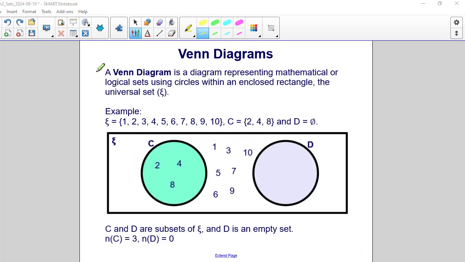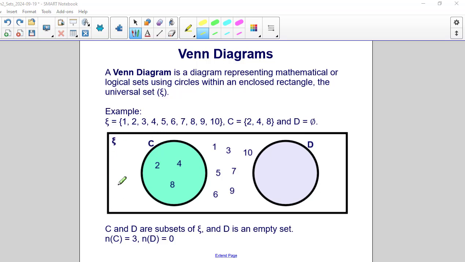Venn diagrams. A Venn diagram is a diagram representing mathematical or logical sets using circles within an enclosed rectangle. That enclosed rectangle is the universal set. Here's an example. If the universal set is the numbers 1 through 10, and C is the powers of 2, 2, 4, and 8, and D is the null set, this is what the Venn diagram would look like.